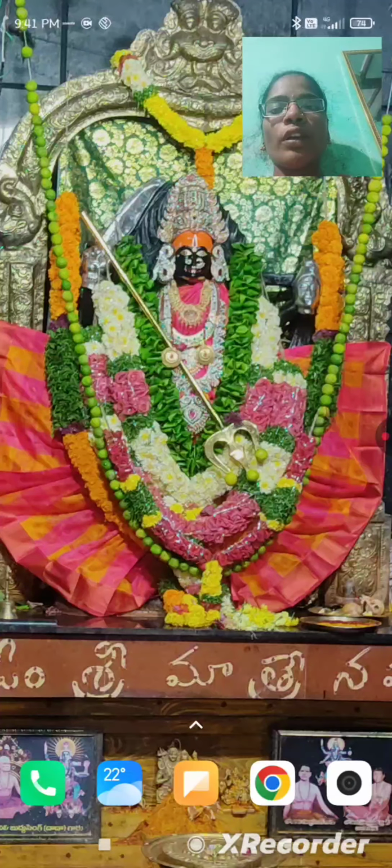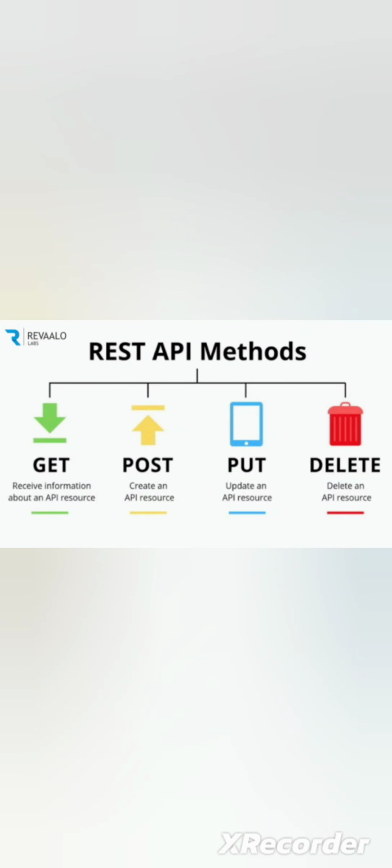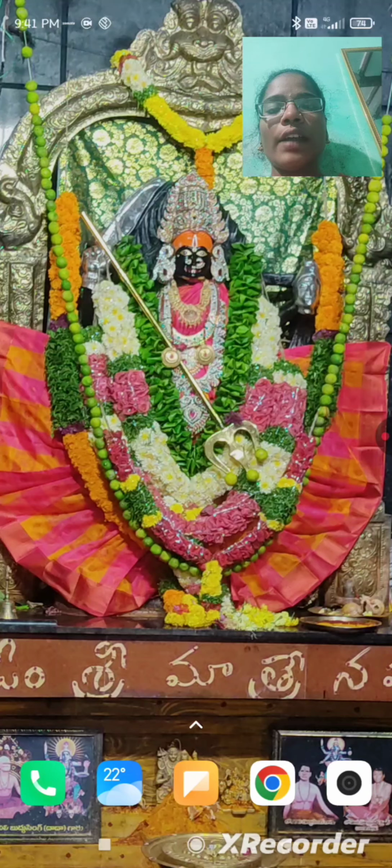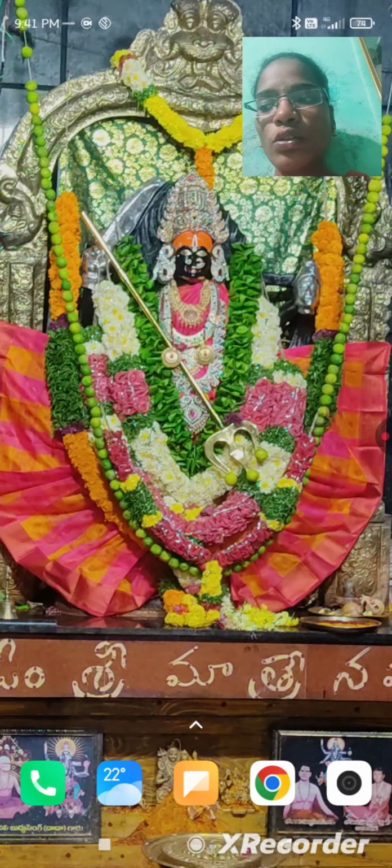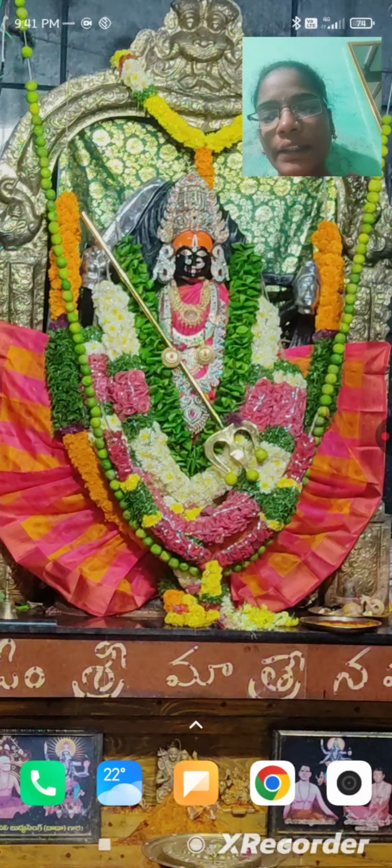It has six types of protocols, that is SOAP, REST, GraphQL, gRPC and WebSocket, and next one webhook.